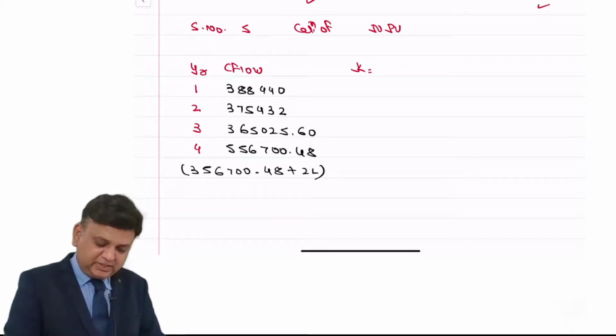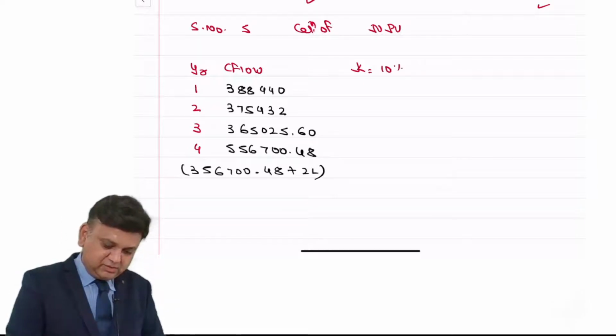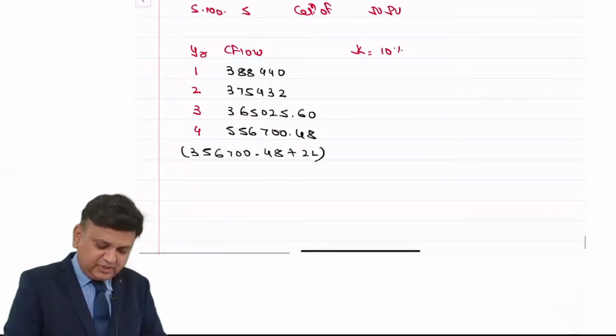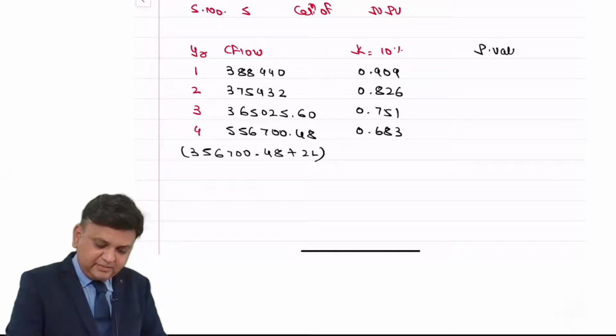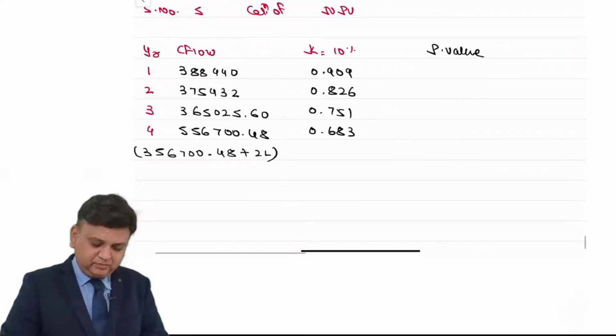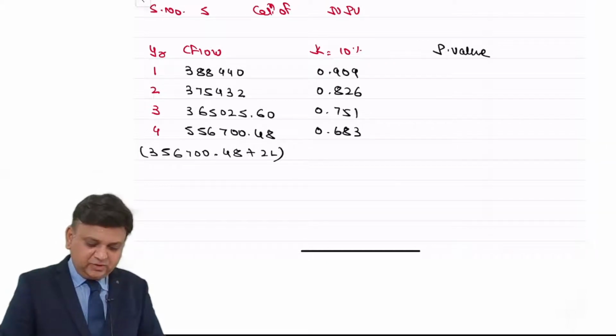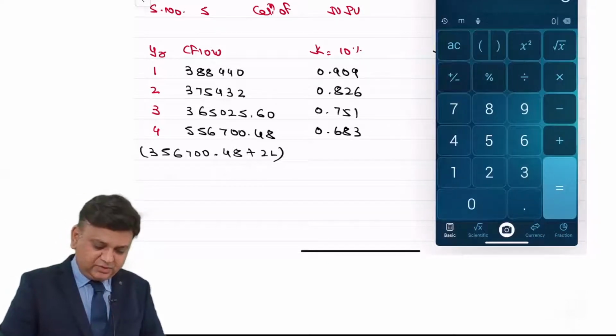Discounting of the cash flows at the rate of 10%. First year factor is 0.909. Second year it is 0.826, 0.751, 0.683. It is discounted in present value term for the purpose of NPV calculation.